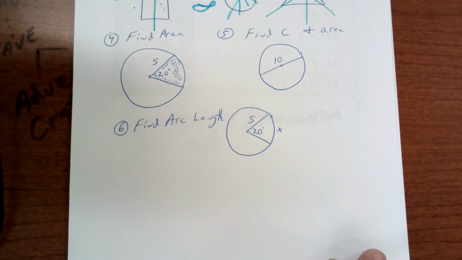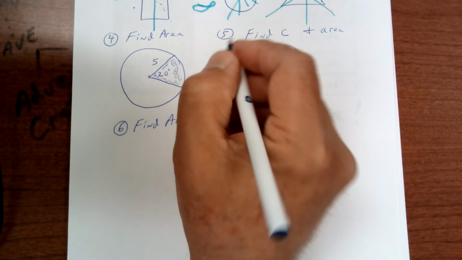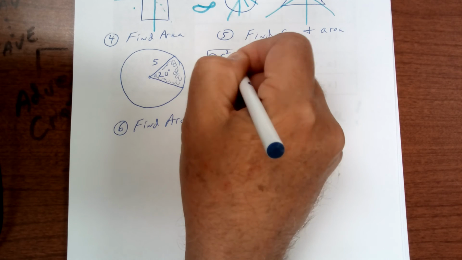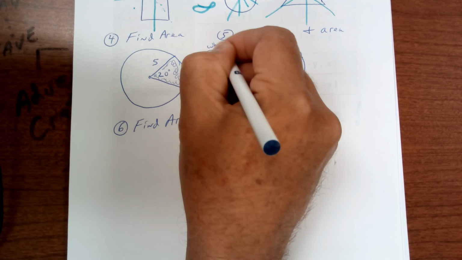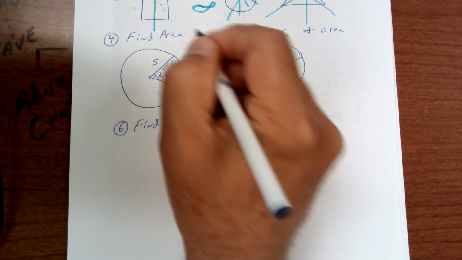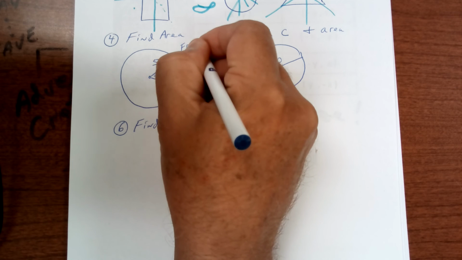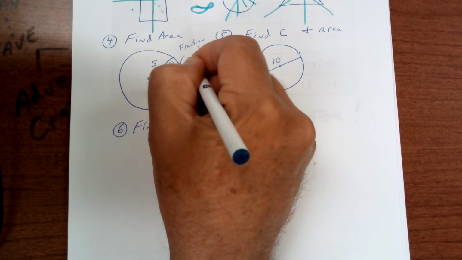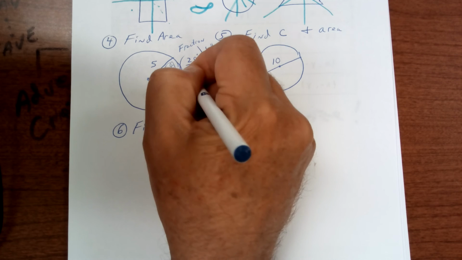Find the area of a circle. Well, actually, no, this is area of the shaded region, and remember how to do that. You take the whole circle, which is pi radius squared. That's the whole circle. And then you multiply it by some fraction. So the fraction here is 20 degrees out of 360 degrees. So it's part of a circle.